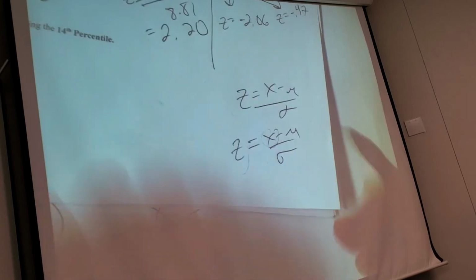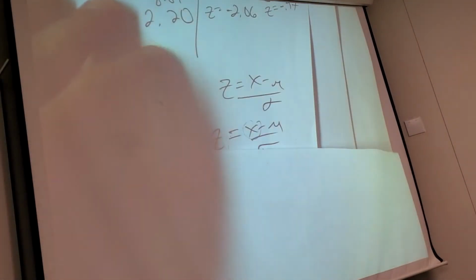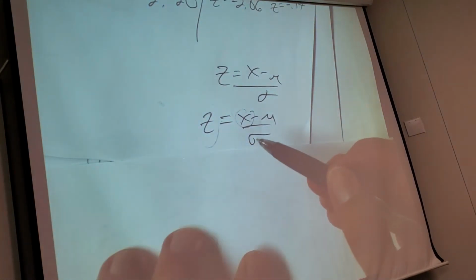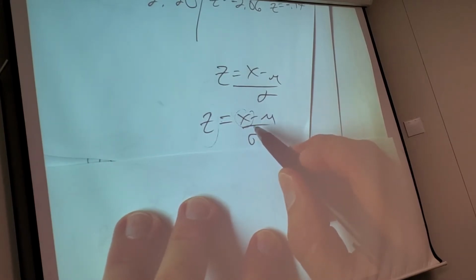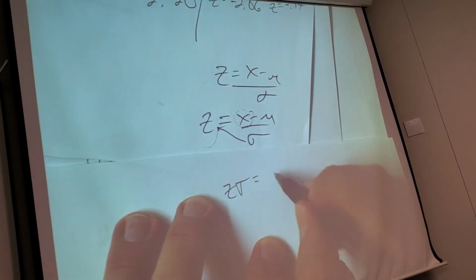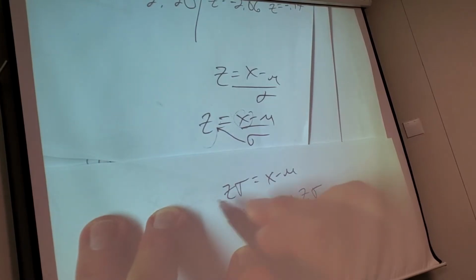Here is why in algebra we teach you guys how to work with just the letters. I don't know if we've done this already. How do I solve this for x? Multiply by the standard deviation. And then add the mean. So x equals mu plus z sigma. If I add the mean over, is that cool?